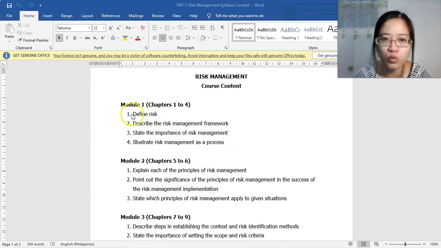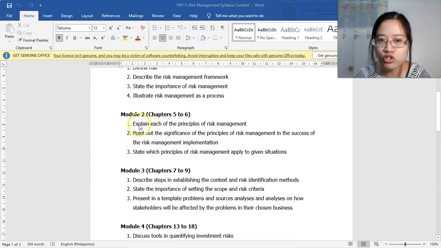Okay, so yung module 1, we will be covering chapters 1 to 4 nung libro na gagamitin natin. So we'll be defining the risk management framework, the importance of risk management, and then yung illustration ng risk management as a process.